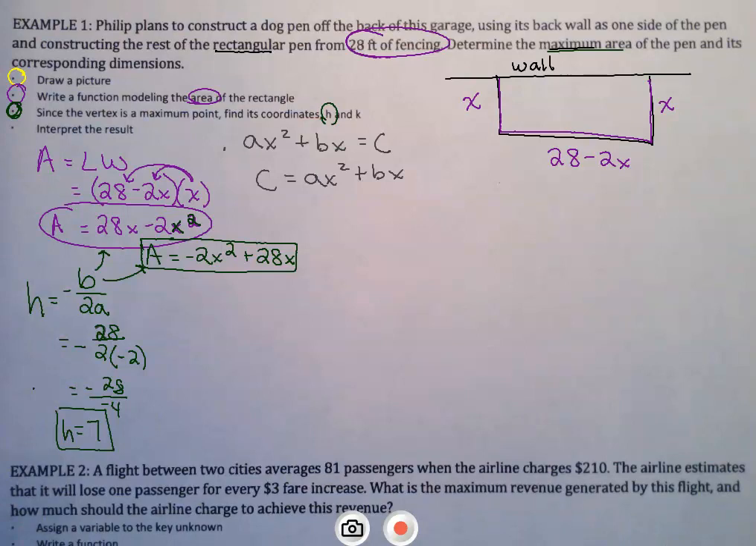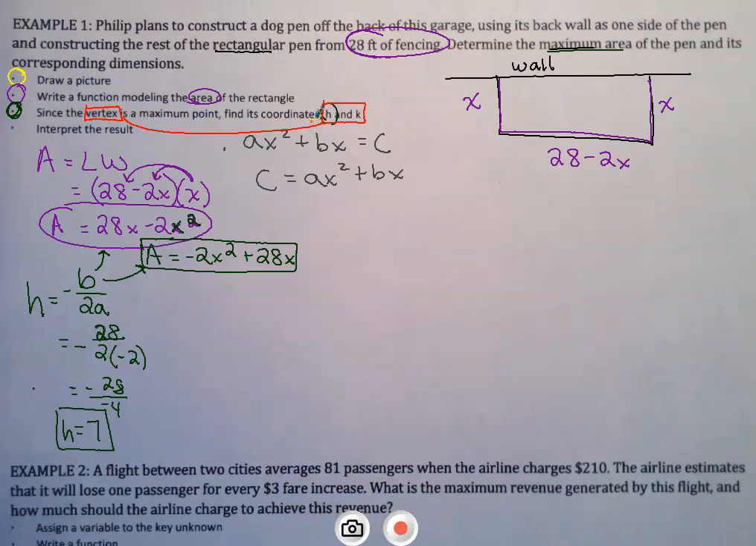Yes, good. All right, so it says, since the vertex is a maximum point, find its coordinates, h and k. So how do h and k and the vertex connect? What is the connection between h and k? Tune back in to me, Brandon. I can tell you're zoning out. What's the connection between the vertex and the h and k?